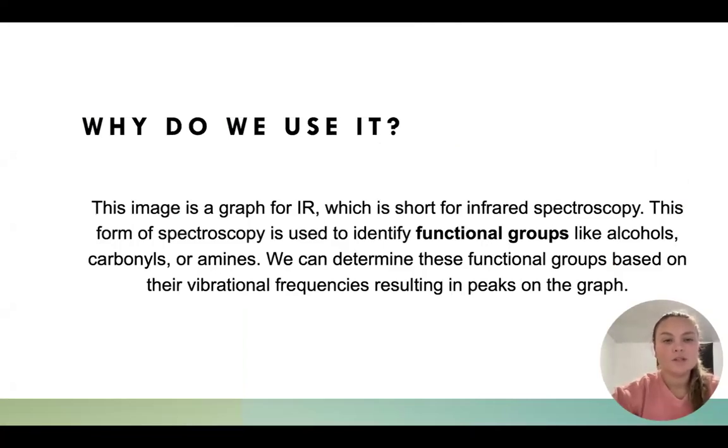So, why do we use IR spectroscopy? The image before was the graph for IR, which is short for infrared spectroscopy. This form of spectroscopy is used to identify functional groups like alcohols, carbonyls, or amines. How do we determine this? Each functional group has a different vibrational frequency, resulting in different peaks on the graph.